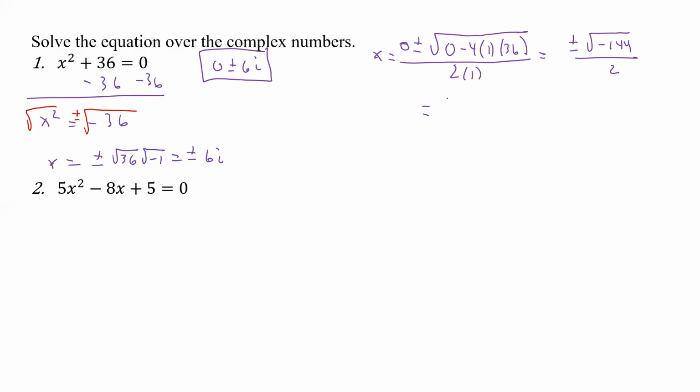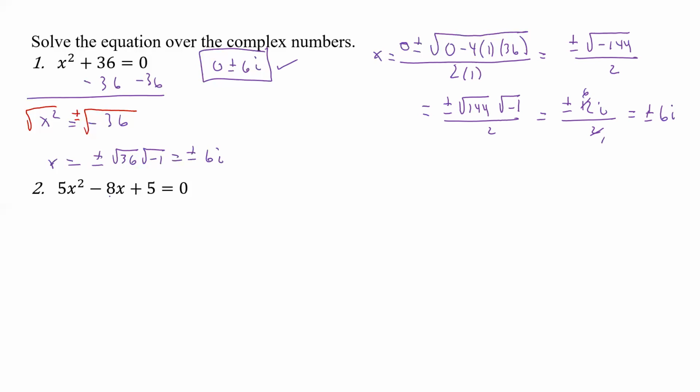Now we're going to do the same thing here. That's going to be plus or minus the square root of 144 times the square root of negative 1 over 2. Well, the square root of 144 is 12, so plus or minus 12, and the square root of negative 1 is i, over 2. So it's going to be plus or minus 6i after you cancel. Okay. And again, exactly what we found the first time.